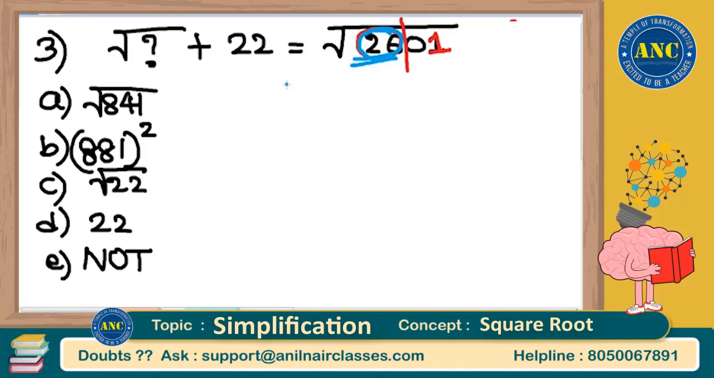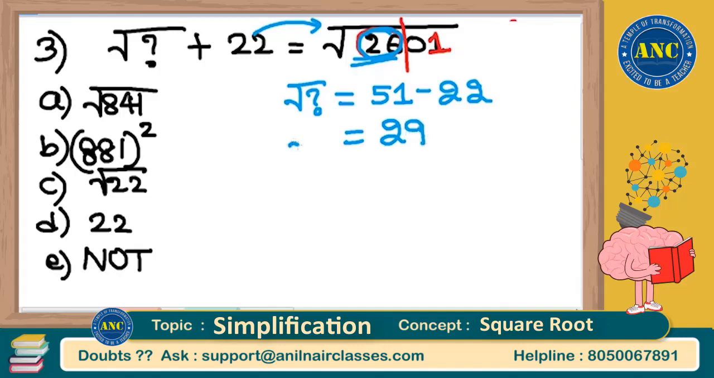Everyone listen to this question, sir. Although it is a very easy question, there is a reason behind taking it. Right hand side is 51. The 22 shifted from the left hand side to the right hand side. The left hand side is square root of question mark. 51 minus 22 is 29. Root question mark is 29. Question mark is nothing but 29 square, which I taught in your classes yesterday, it is 841.